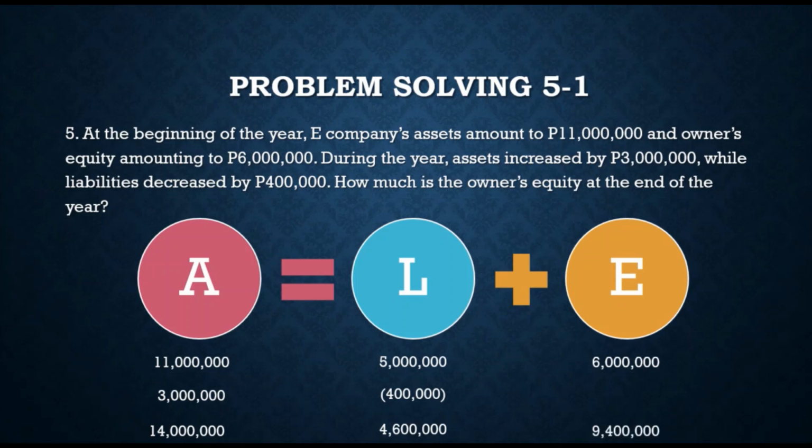Be careful lang sa mga problem na ganito. Kasi minsan, ang binibigay, hindi yung amount ng increase. Minsan, sinasabi, assets increase to 14 million. So, ibig sabihin, naging 14 million daw yung assets, hindi nadagdagan ng 14 million. So magkaiba ang increased to sa increased by.